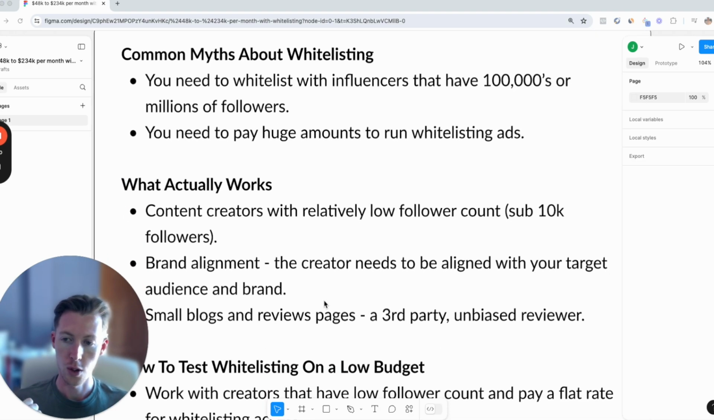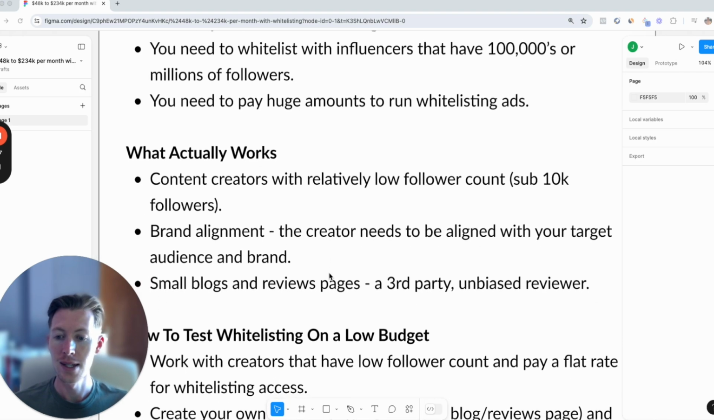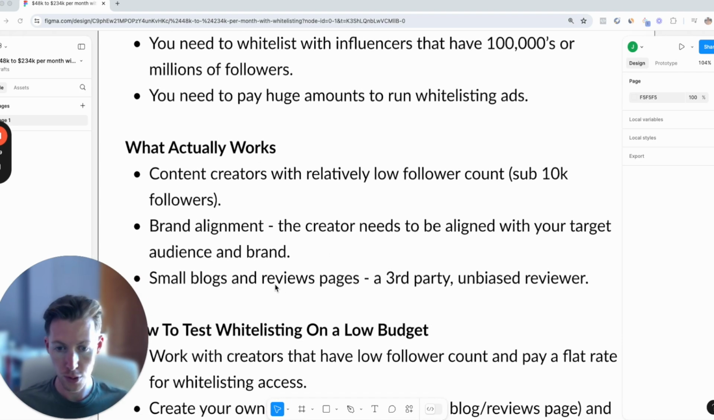So what works for us is content creators with relatively low follower count. I'm talking sub 10,000 followers. The second thing that works is brand alignment. This is brand alignment with the creator, right? So the creator needs to be aligned with your target audience and your brand. And then small blogs and reviews pages, this can be like a third-party unbiased reviewer. Those also work as well.